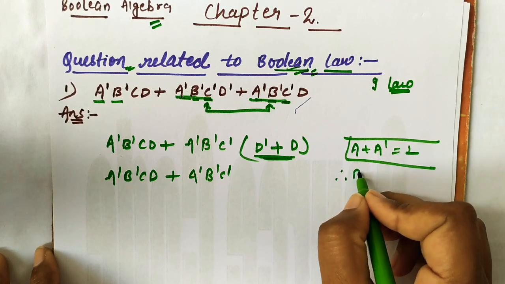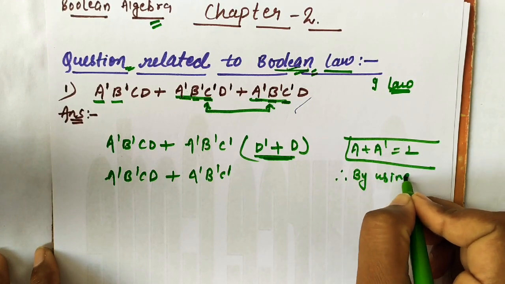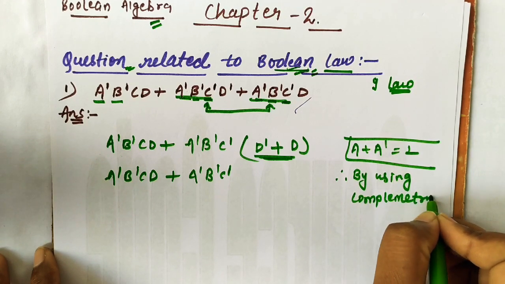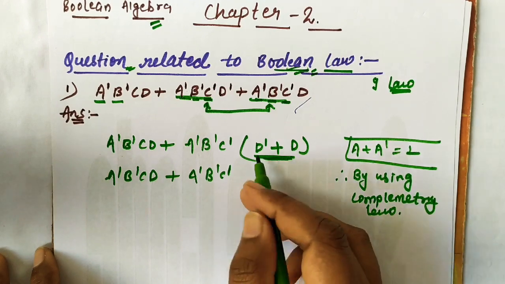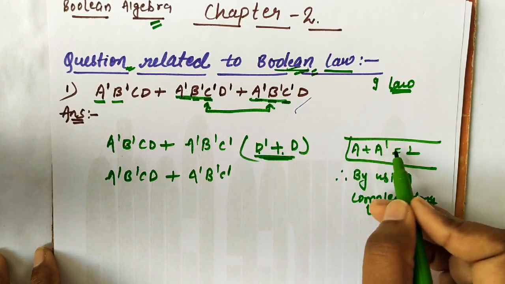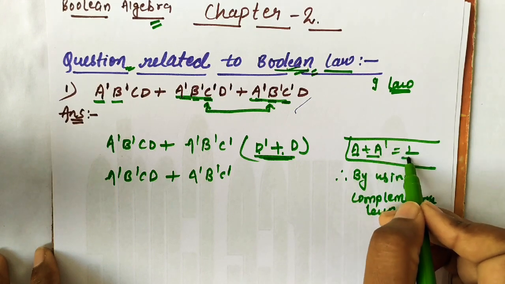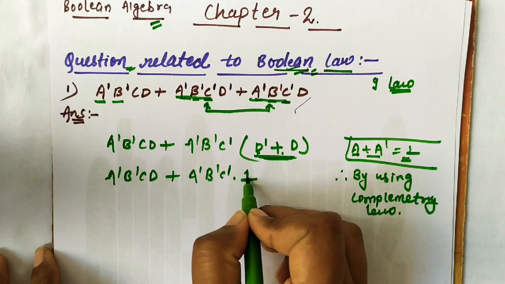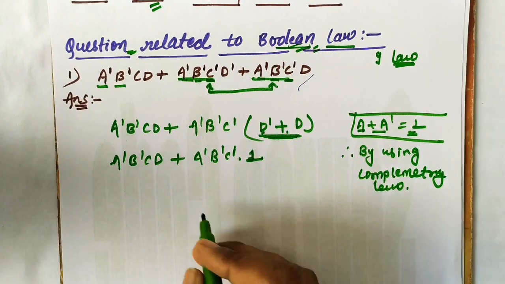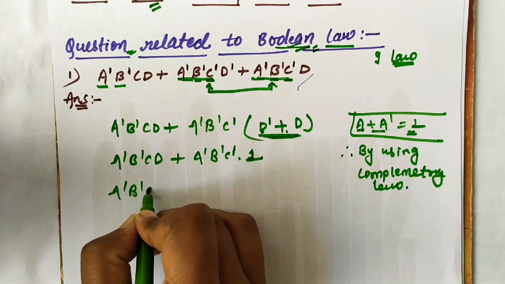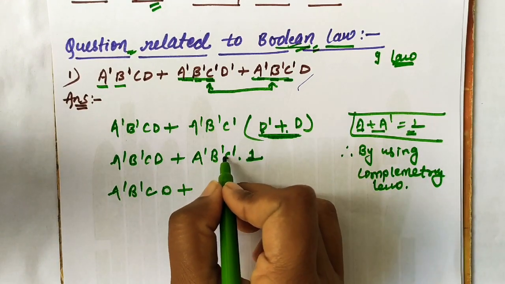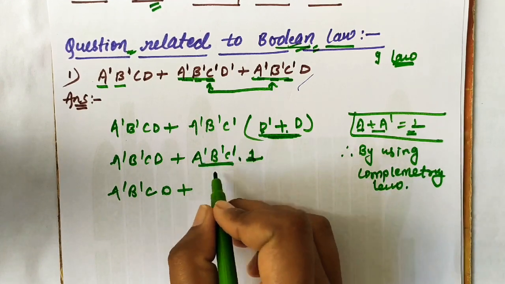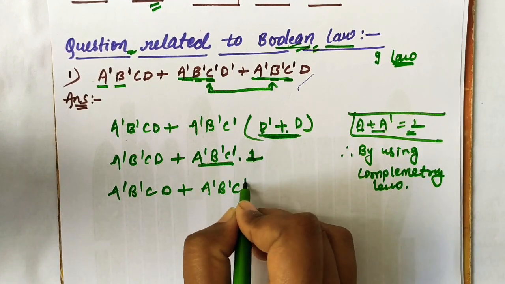So we write here: by using the complementary law, d' plus d, like a' plus a, is equal to 1. So in this place we have to write 1. Next, a' b' c d plus a' b' c' into 1. Any number multiplied by 1 stays the same, so the value is a' b' c'.